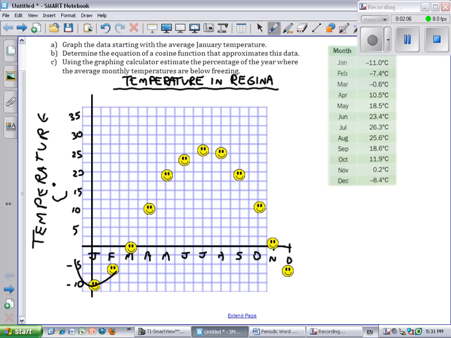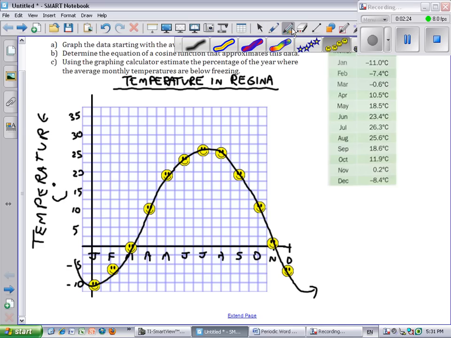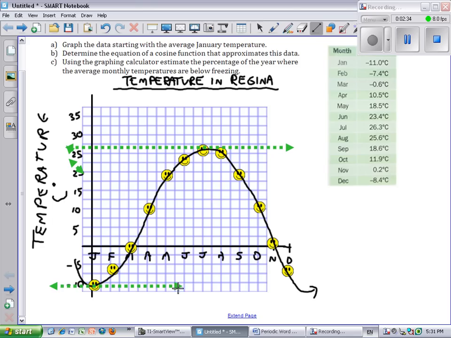Minimum, maximum, and then a minimum again. So we've graphed the data starting with the average January temperature. Now we want to determine the equation of the cosine function. So draw your max and min axes at this point. Max axis right here, min axis down around -11, and the midline axis will be halfway between. We should make that calculation before we draw it.